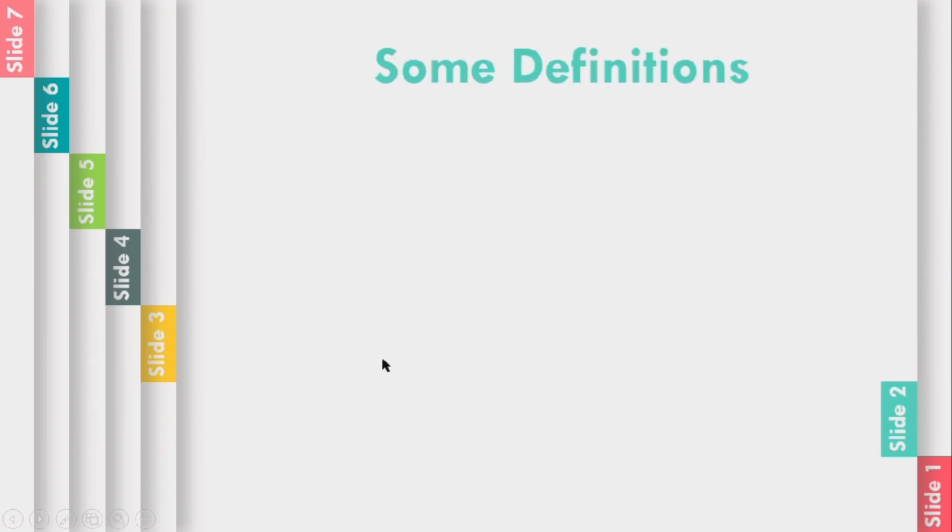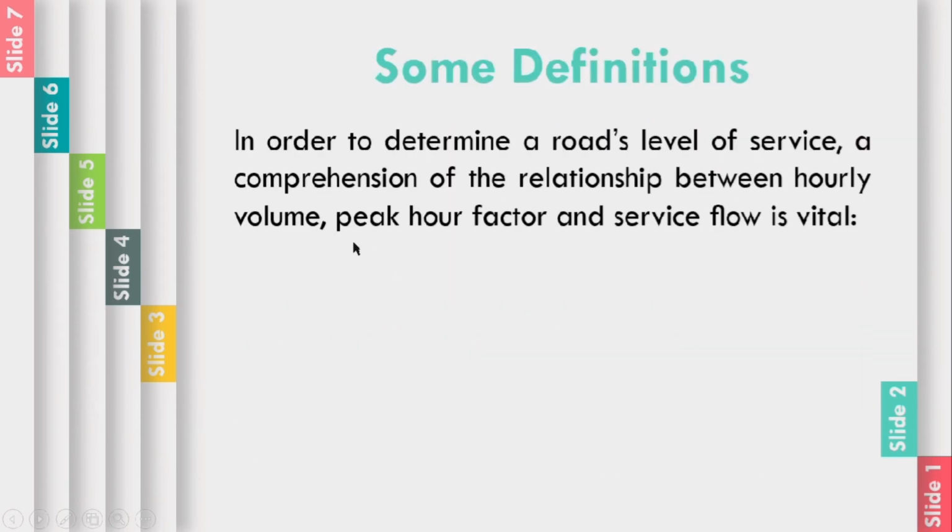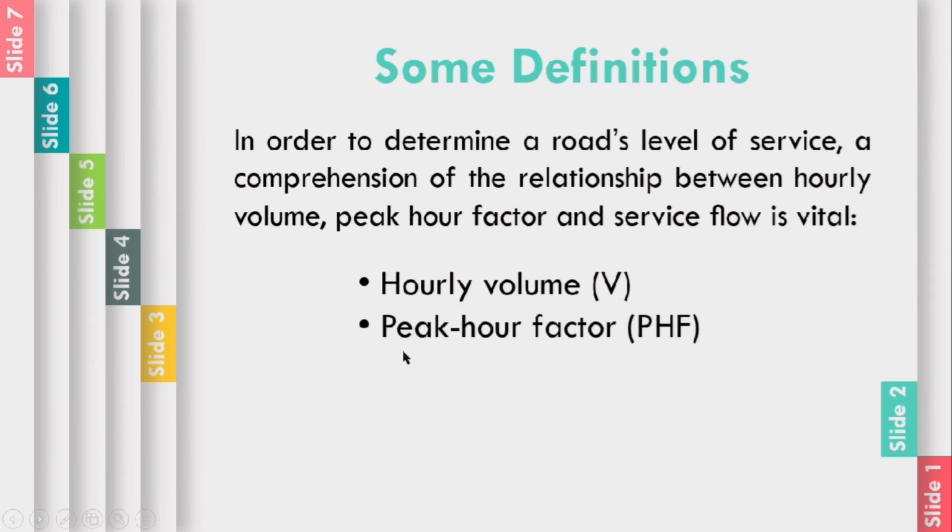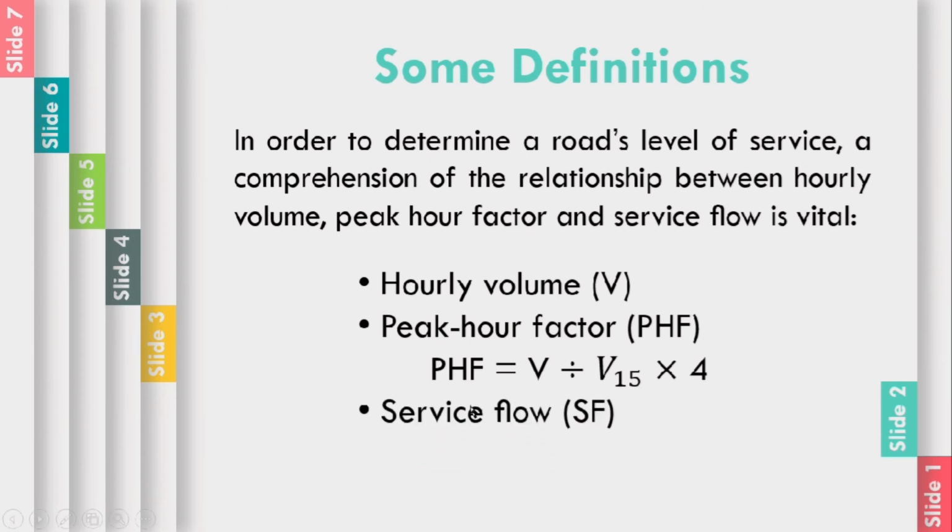Some definition. In order to determine a road's level of service, a comprehension of the relationship between hourly volume, peak-hour factor, and service flow is vital. Hourly volume is the highest hourly volume within a 24 hours period. Peak-hour factor is the ratio of the hourly volume to the peak 15 minutes flow enlarged to an hourly value. Service flow is the peak 15 minutes flow enlarged to an hourly value.